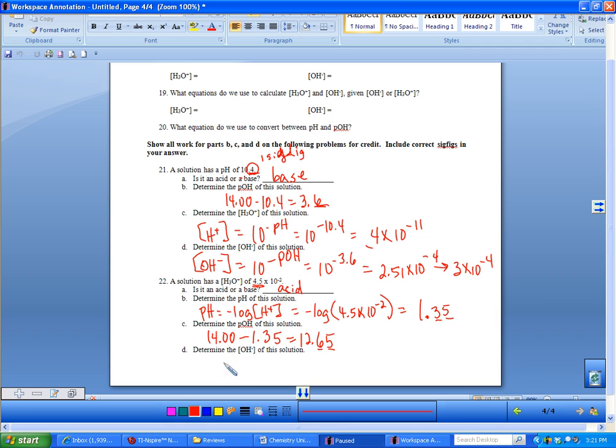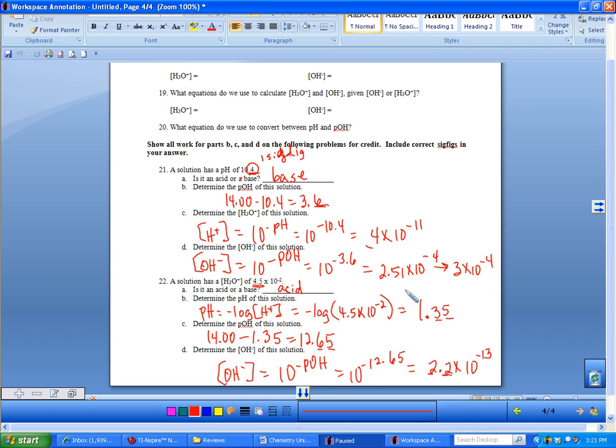Determine the OH minus concentration. Well, the OH minus concentration is 10 to the negative pOH. So 10 to the negative 12.65 is what I had. And when I did that, I got 2.2 times 10 to the minus 13 with 2 significant digits right there.